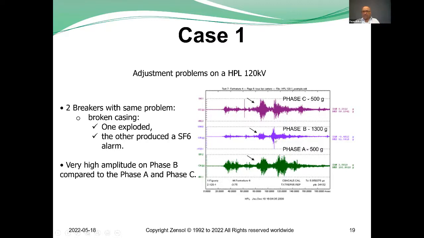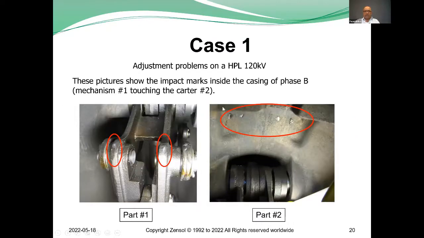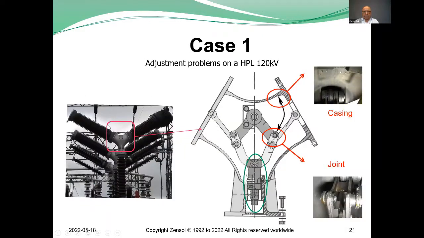So why are the shape and the amplitude different? When we dismantled the breakers, these pictures show the impact marks inside the casing of phase B. In fact, the mechanism was touching the carter. So here, these two impacts have been found. Now, if you want to understand how this works, this is the HPL breaker, so the carter, and here you can see that the joint was going up and has broken the carter. So the first has exploded because of this bad adjustment, and the second, in fact, was creating the crack in the carter at this position.